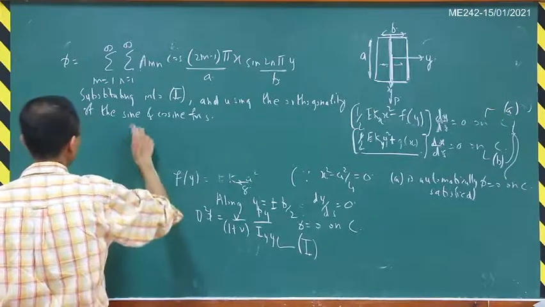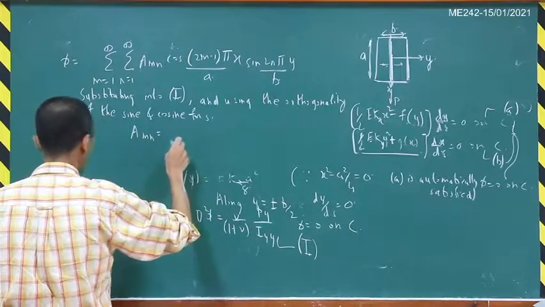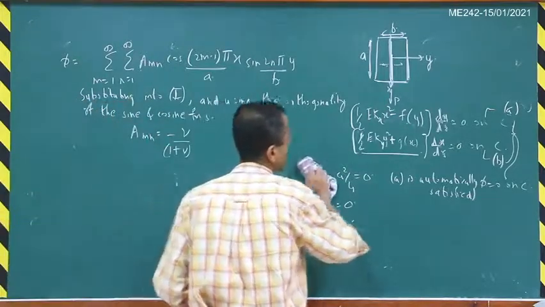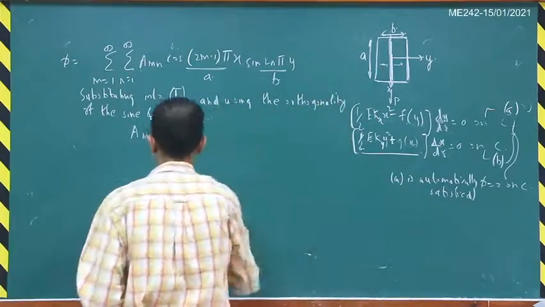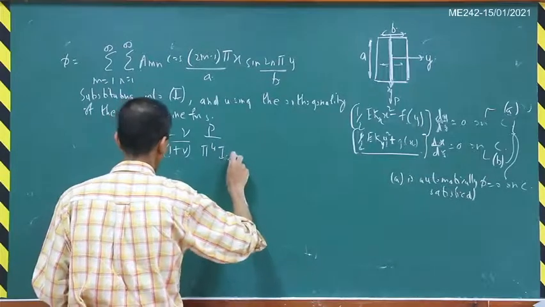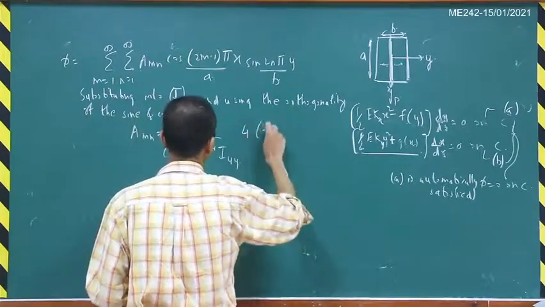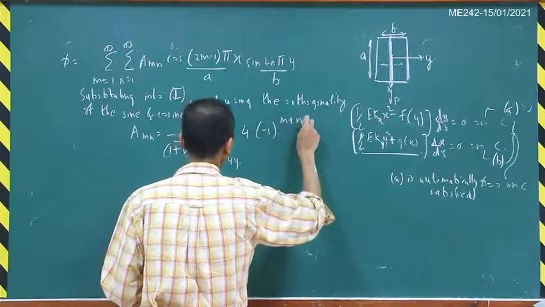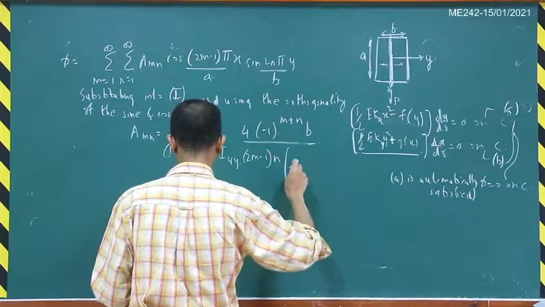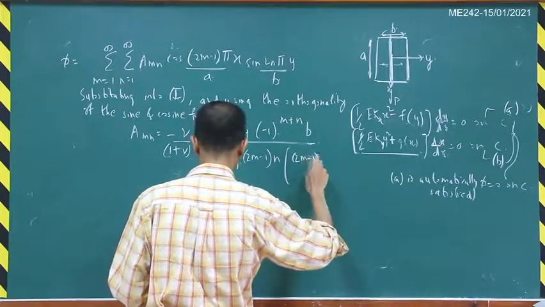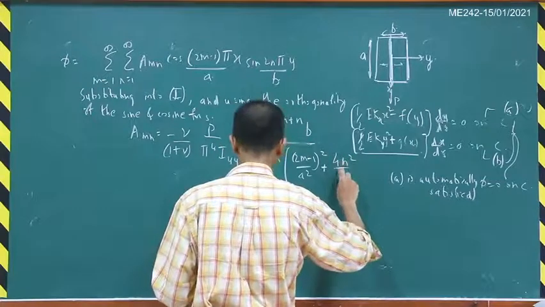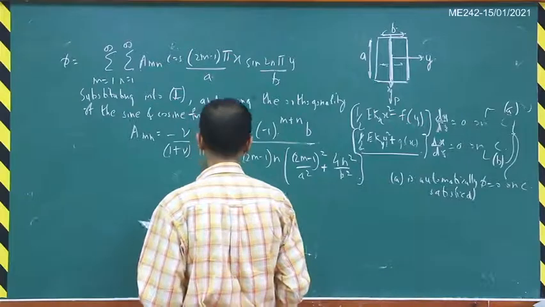A_mn is equal to minus nu divided by 1 plus nu times p divided by pi raised to 4 times I, times minus 1 raised to m plus, divided by 2m minus 1 times n times (2m minus 1) square by a square plus 4n square by b square. Okay, so this is the expression that you will get.